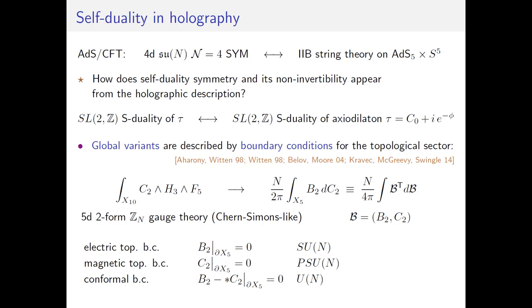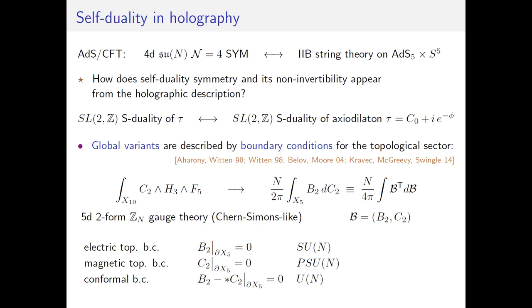And in fact, this action here, which is a sort of Chern-Simons-like action, is also the Lagrangian description of a five-dimensional two-form Z_N gauge theory. This is a topological theory. I can also use this notation in which I put together B2 and C2, which are the Ramond-Ramond two-form potentials of type IIB string theory, as a vector, and just use this compact notation.